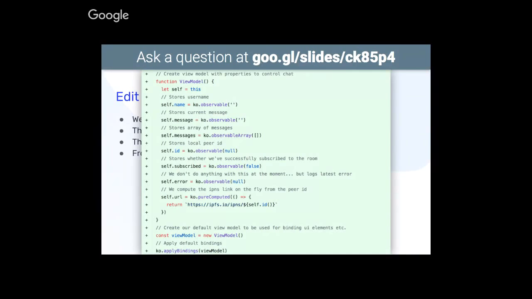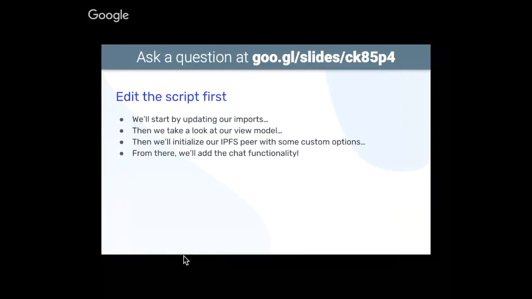Okay, and then we just create a new view model this way, and then we apply the default bindings just like before. So this part's a little bit different, while this part's pretty much the same as we had before. So we've created our view model, and again, you can just copy and paste this in if you like, or check out that branch.